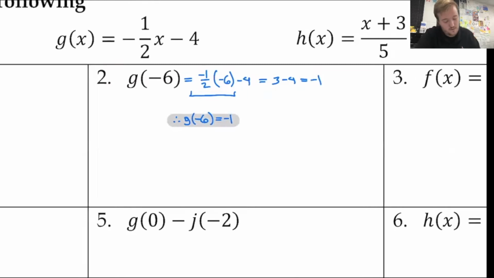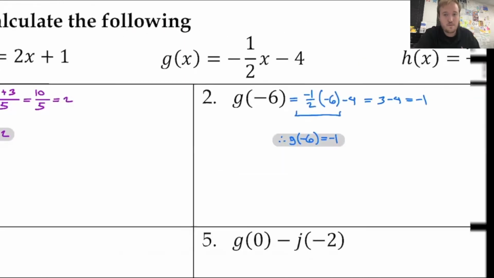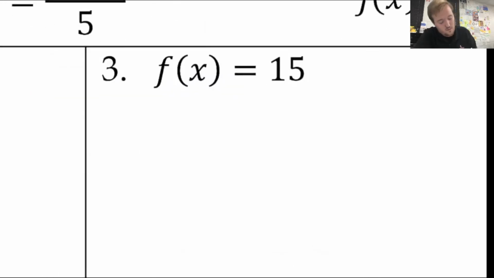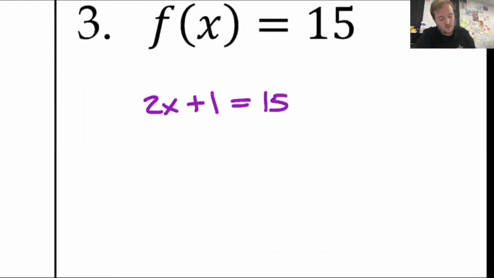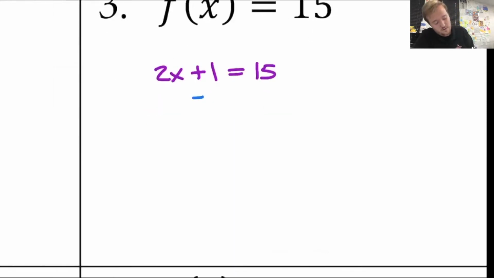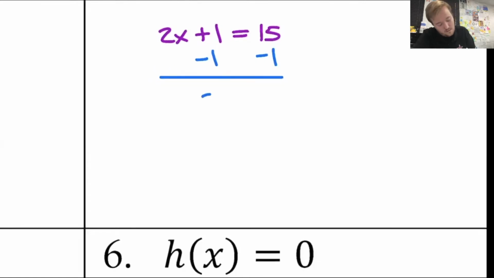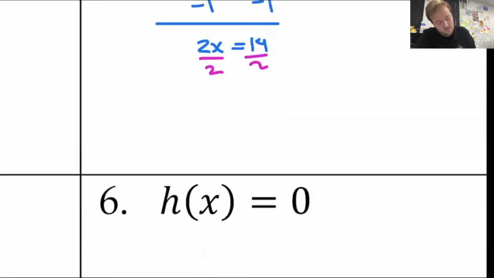All right, so I'm using f of x, so 2x plus 1, and that's going to be equal to 15. In this case, you're following your inverse operations. So minus 1, minus 1. So 2x equals 14. Divide by 2. So x is equal to 7.